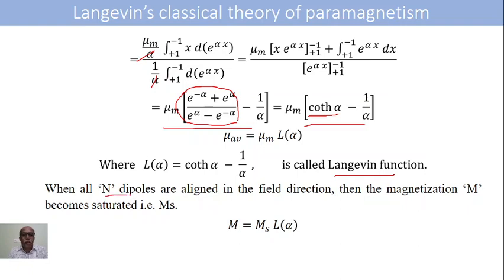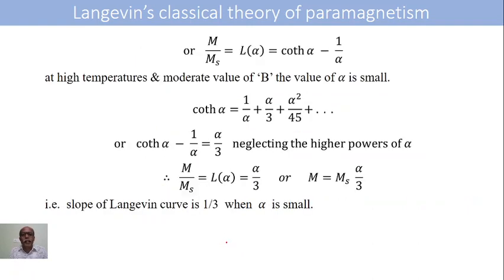When all these n number of dipoles are aligned in the direction of the field, then we say that the paramagnetic substance is said to be magnetized. The magnetization of the paramagnetic substance is given by the expression M is equal to Ms into L of alpha. This gives the magnetization when all the dipoles are aligned in the direction of the magnetic field. Therefore, this can be rewritten as M by Ms is equal to L of alpha, but L of alpha is equal to coth alpha minus 1 by alpha.